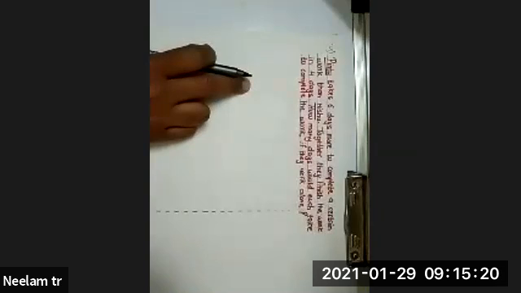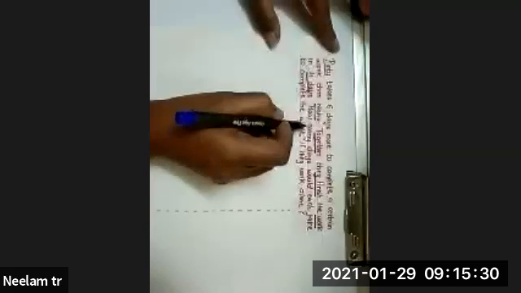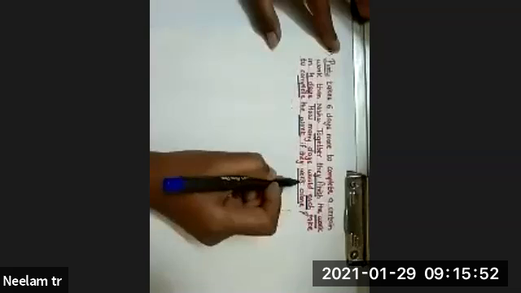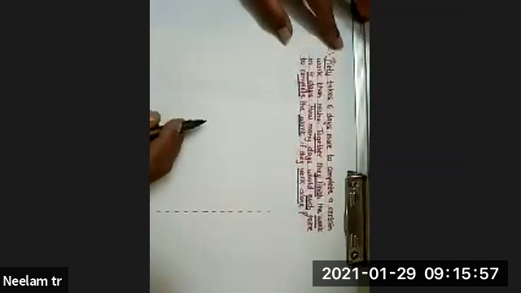Have you understood the question? Yes, students. Together they finish the work in 4 days. These are your keywords. How many days would each take to complete the work if they work alone? You need to calculate each person's days if they are working alone. Together, if they are working together, they take 4 days. If they are working alone, how many days are they going to take? This was your question.